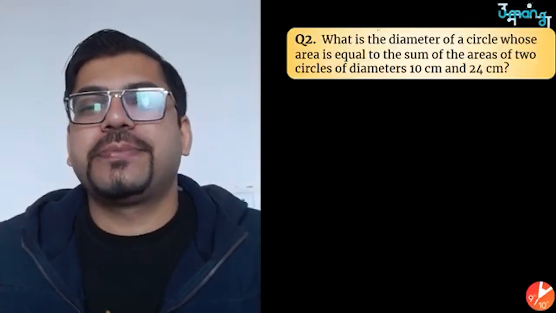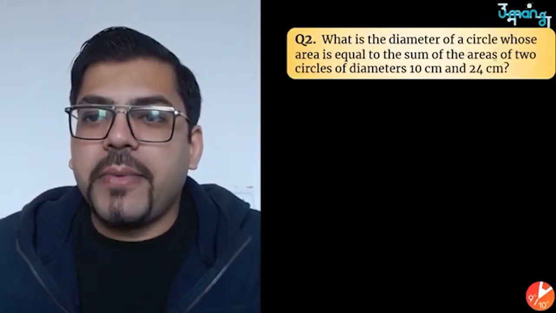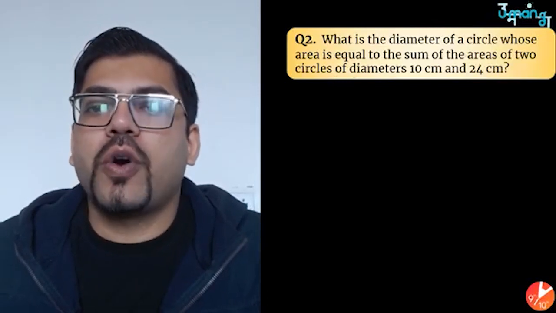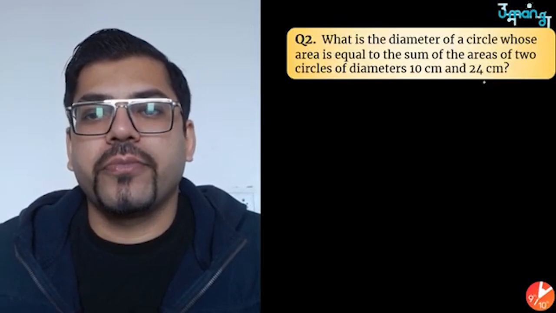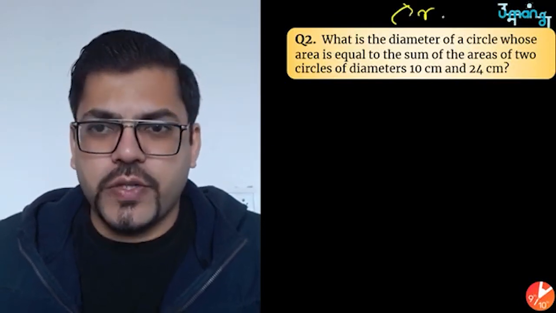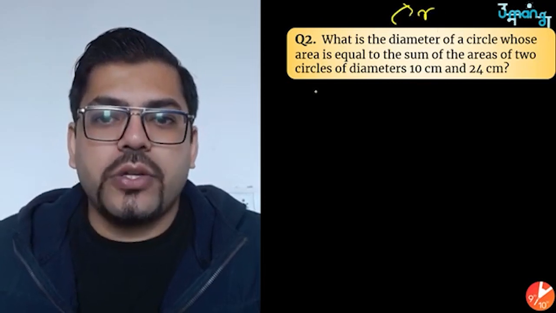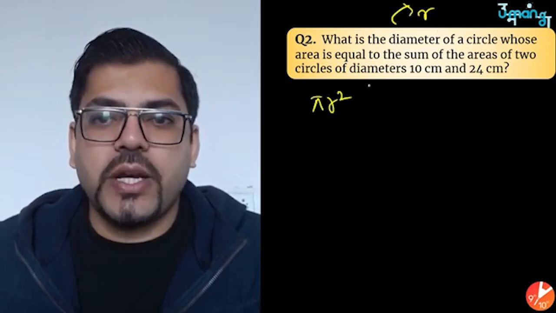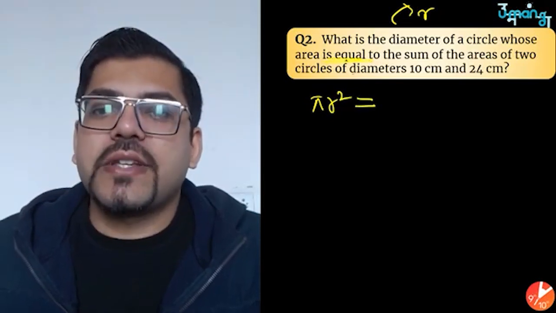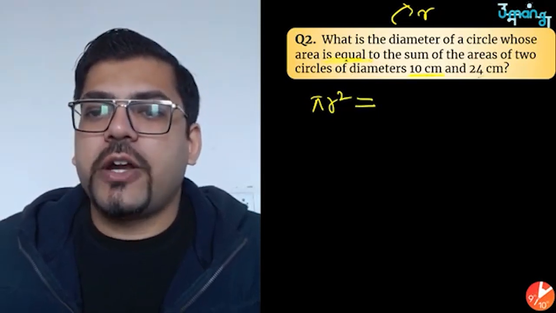Here's the next question. What is the diameter of a circle whose area is equal to the sum of areas of two circles of diameter 10 and 24 centimeter? Question saying, what is the diameter of a circle? Means basically we have to find the radius of the circle. Whose area, so area of that circle, that is pi r square, is equal to sum of the areas of the circles having diameter 10 and 24.